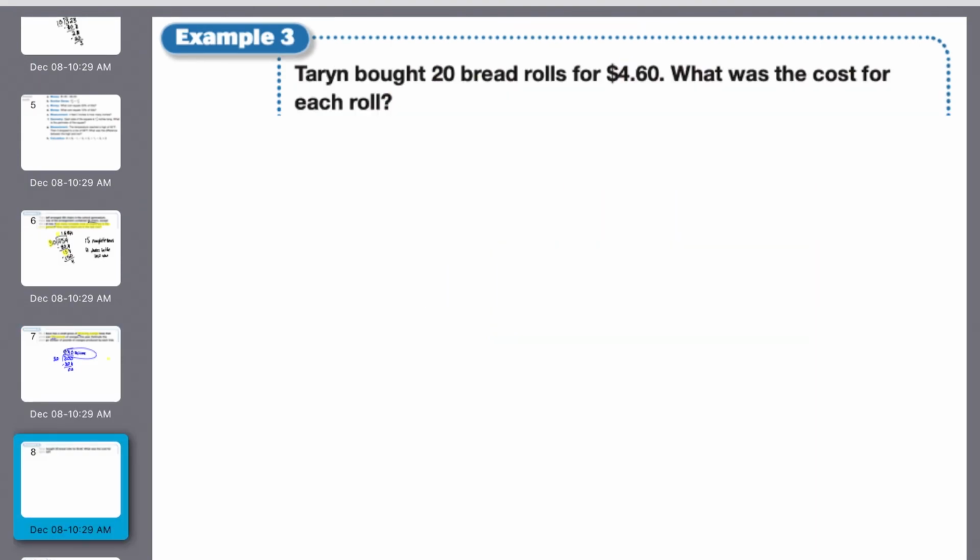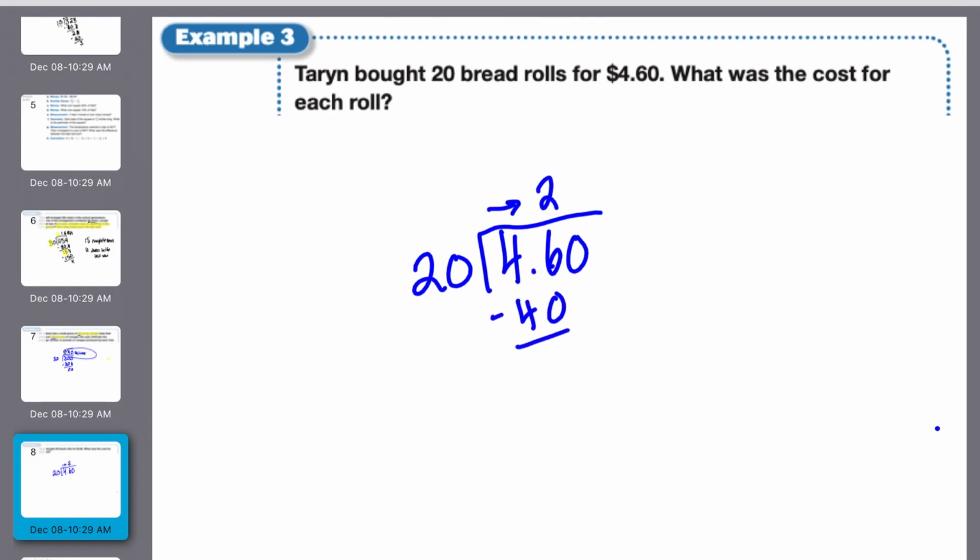Taran bought 20 bread rolls for $4.60. What was the cost for each roll? $4.60 divided by 20. Right away I'm going to skip over that first spot, or you can add a 0 as a placeholder. Now I have 46 divided by 20. Goes into there twice. 20 times 2 is 40. 6 left over, drop down the 0. 20 goes into 60 3 times.